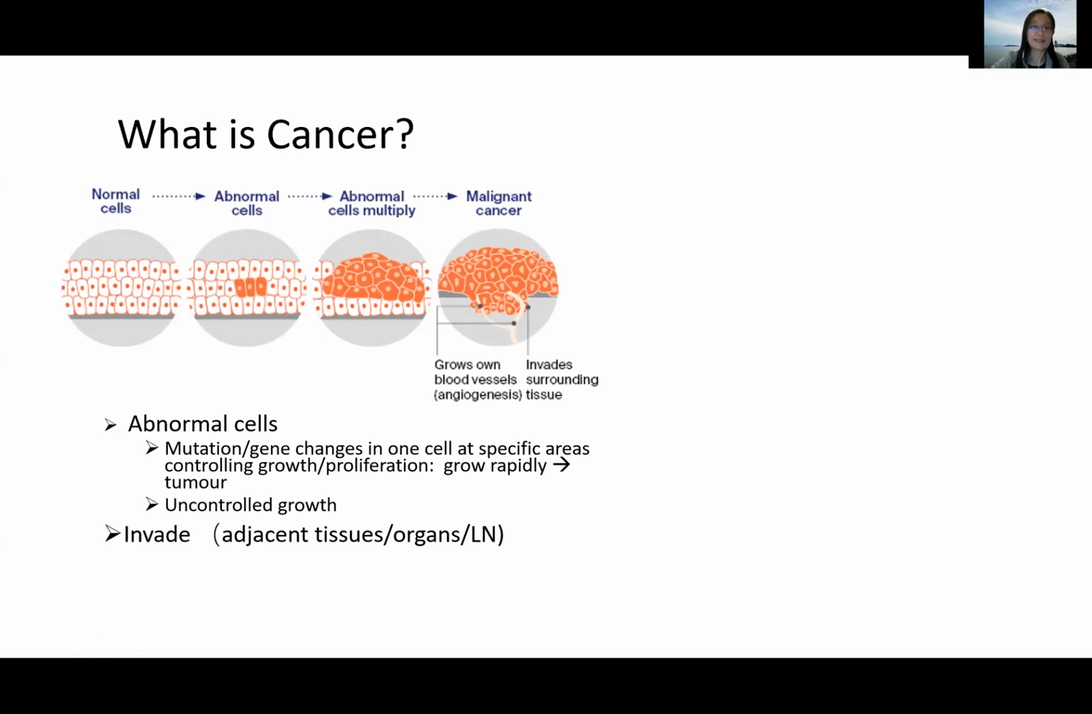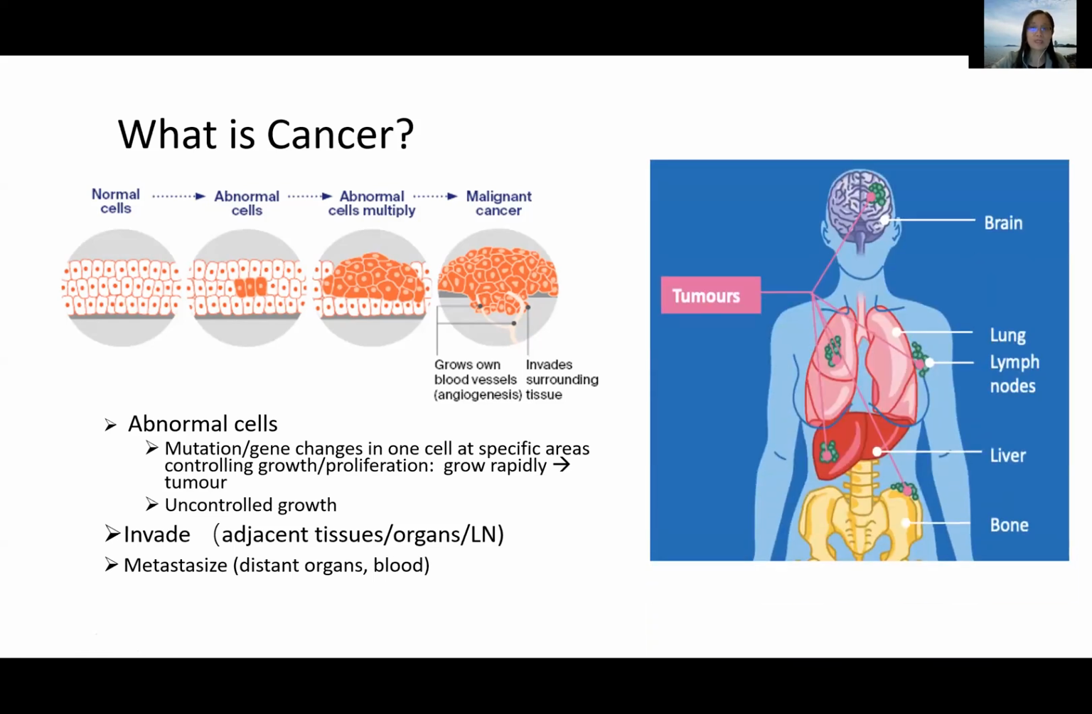When they multiply, they can invade adjacent tissues and organs. For example, from the intestine, it can invade into your liver or your spleen, which is adjacent to it. It can invade into the lymphatic system and go to the lymph nodes. And of course, cancer can metastasize to distant organs, and the commonest sites would be brain, lung, liver, and bone. This is usually by the bloodstream. The cancer cells get into the bloodstream and follow the blood to anywhere, and then they start growing from these places.